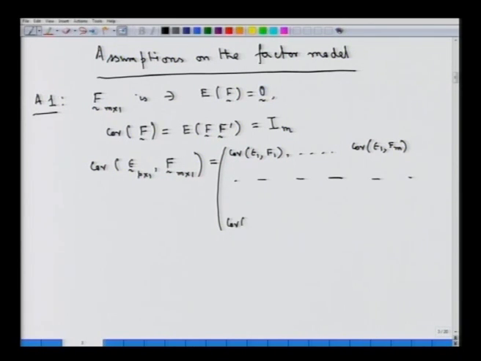The other elements can be filled up. This is epsilon p, f1. So, these are scalar quantities, scalar covariances that we have in here, and this is the covariance between epsilon p and fm. So, this is the variance covariance matrix of this epsilon with f. Now, with the assumption that the expectation of f is equal to 0, this covariance is nothing but the expectation of the epsilon vector multiplied by this f vector transpose, right. So, we assume that this is a null matrix.